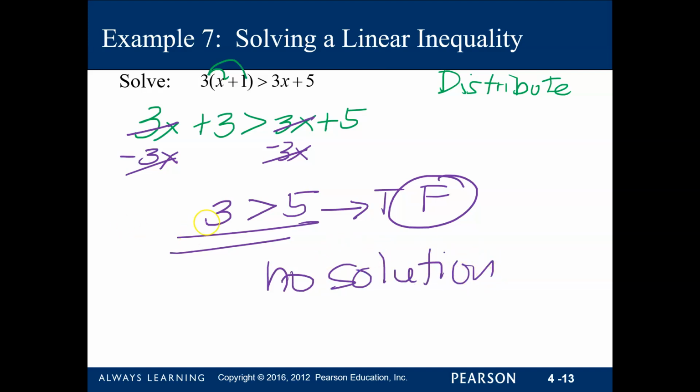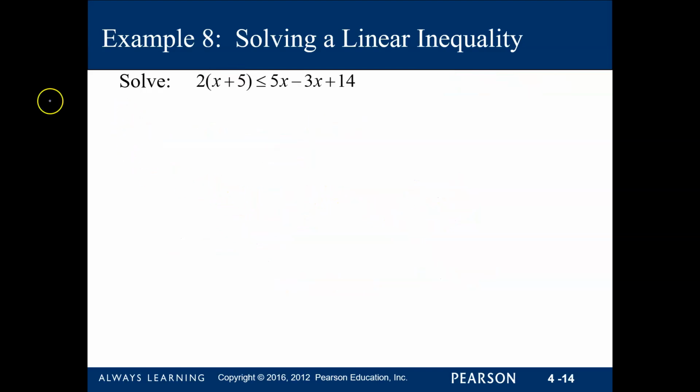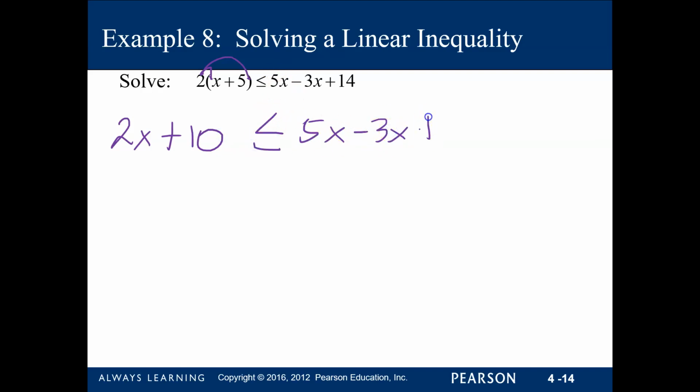All right, so in this case, as you can see, our variable got eliminated, and we are left with a statement that we need to identify if it is true or false. Let's have this next example. So again, do we have something to distribute? Yes. So we have 2 times x, which is 2x, 2 times 5, which is positive 10, is less than or equal to 5x minus 3x plus 14.